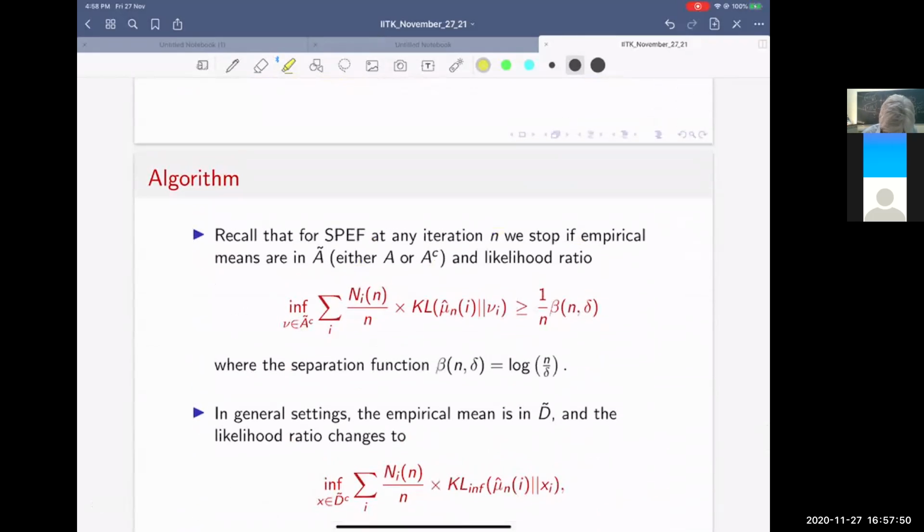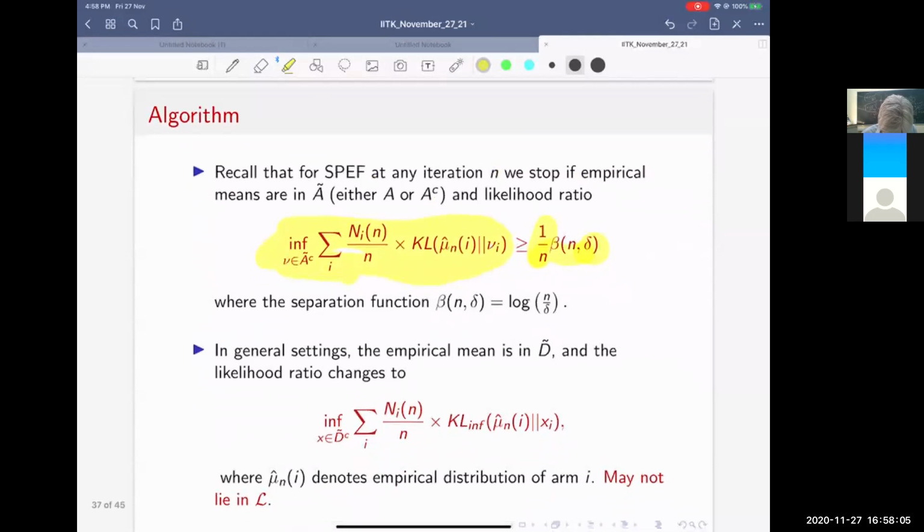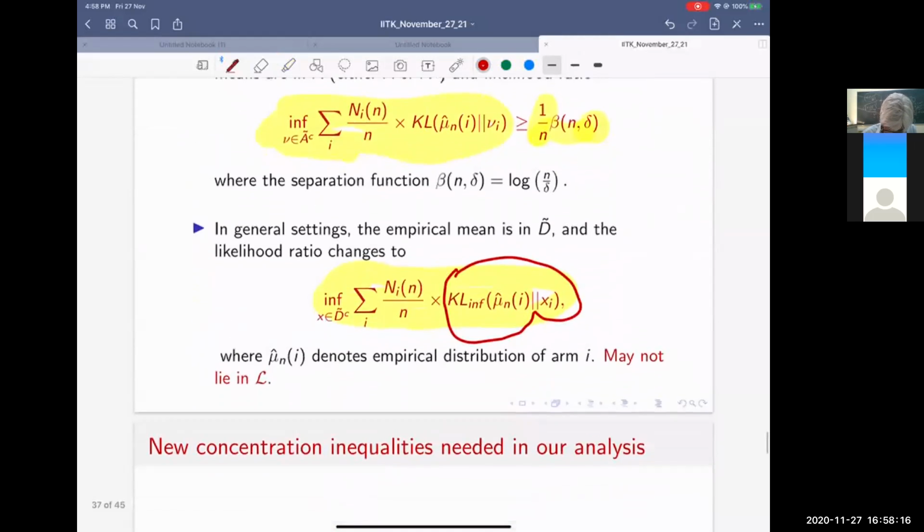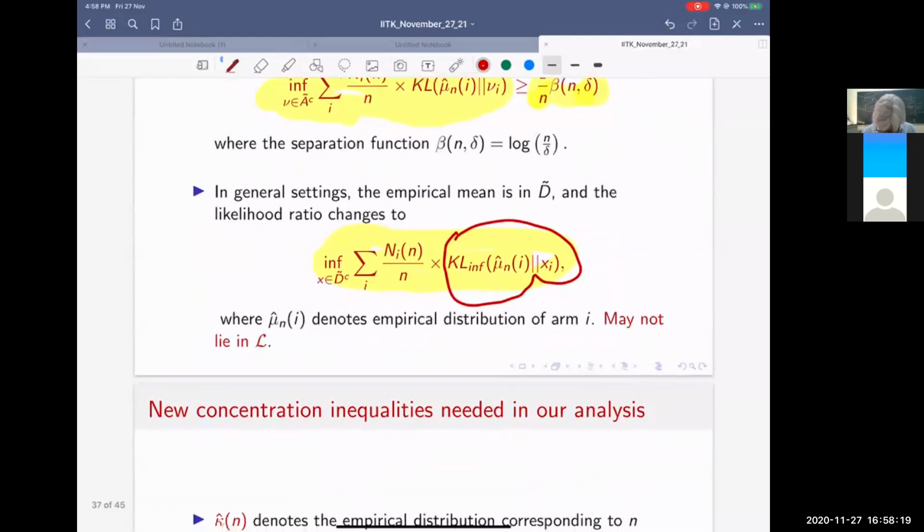So our earlier algorithm was that if empirical means are in A tilde, you look at this quantity here in the single parameter exponential family. If it becomes large enough, that's when you stop. Right? That's what our algorithm was. Now what we'll do is, similarly, we'll just compute this quantity right here. But now we have KL inf here, in this place as opposed to KL before. So there are all kinds of issues of how easy it is to compute KL inf and all of that. But conceptually, at least, let's assume that's not a big issue.